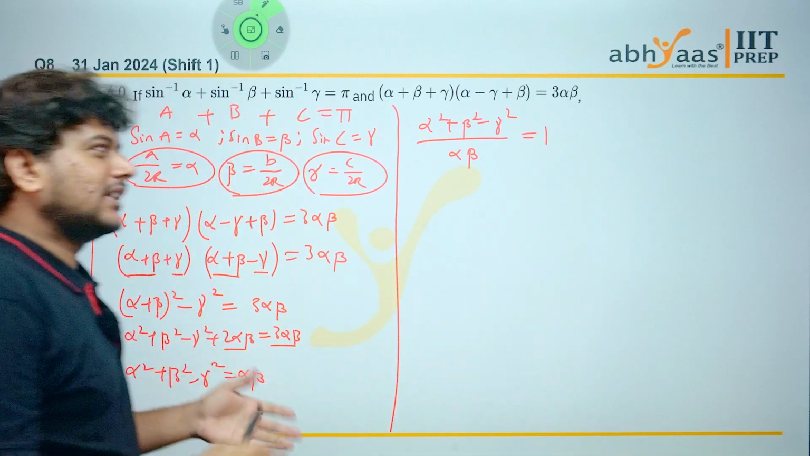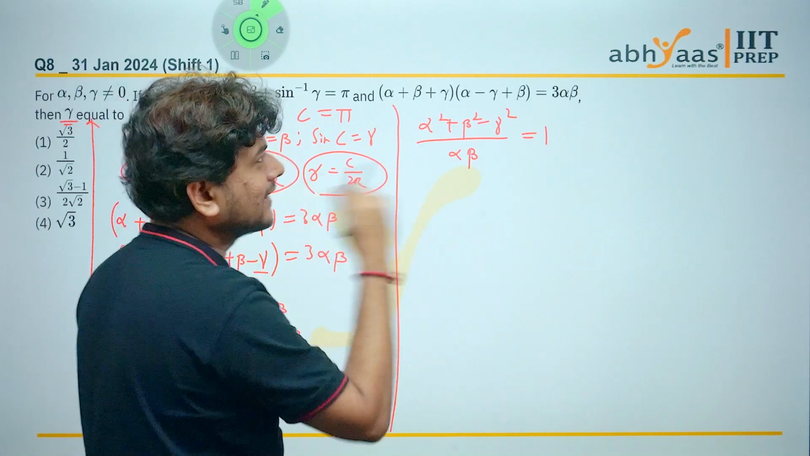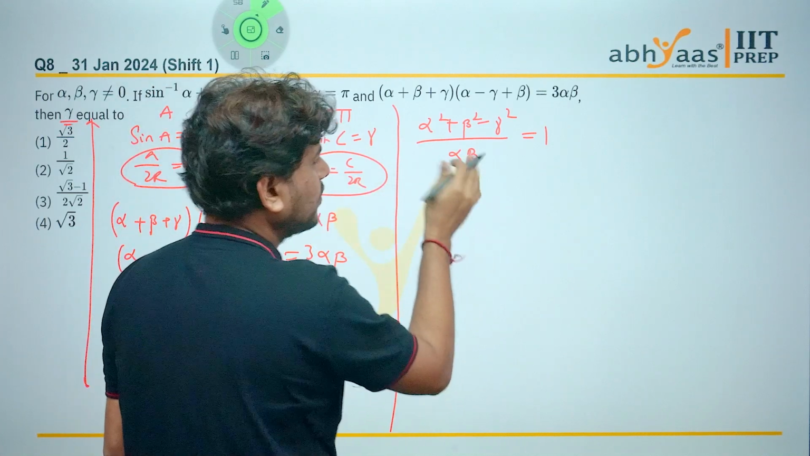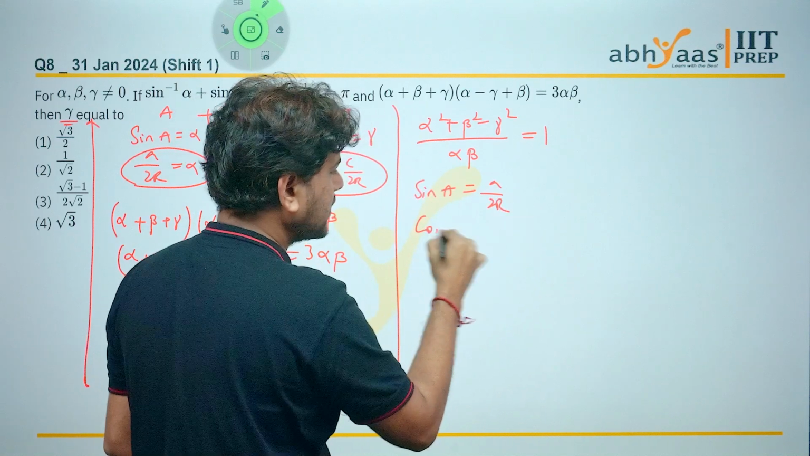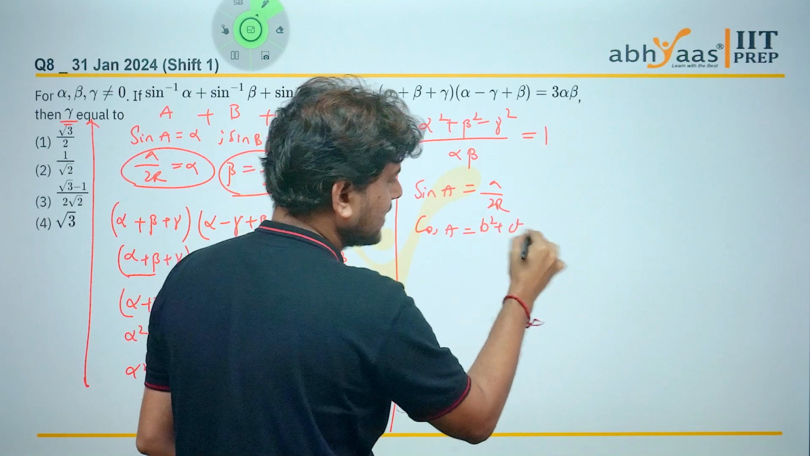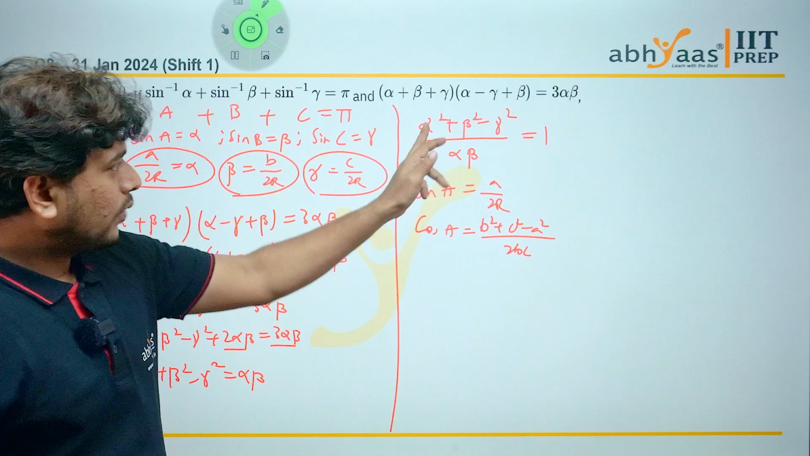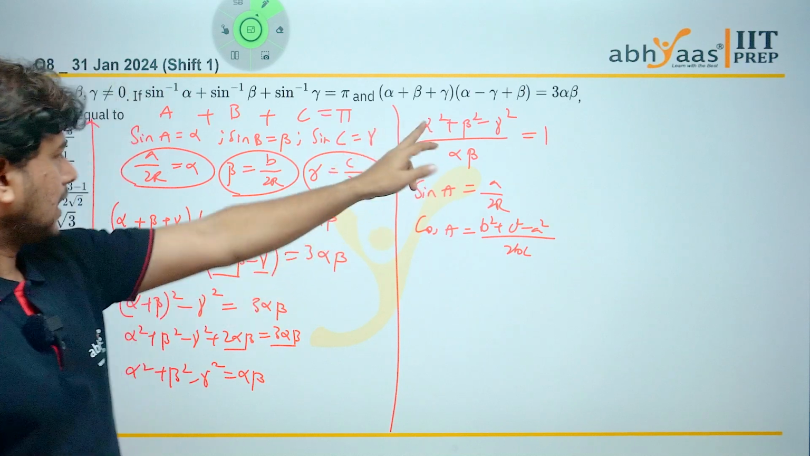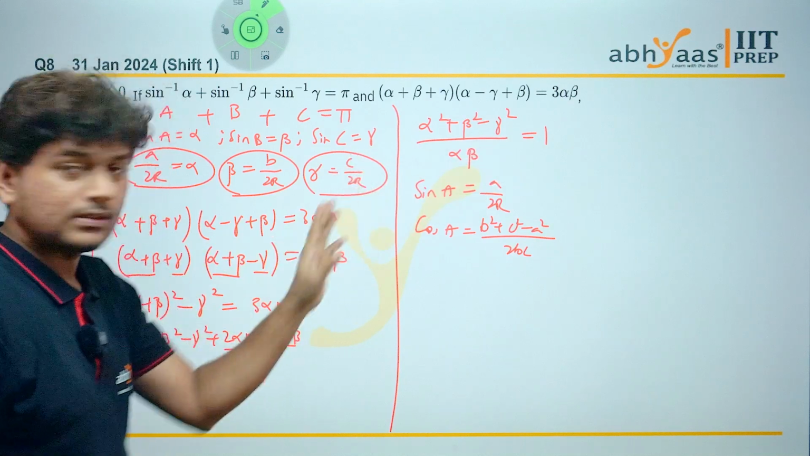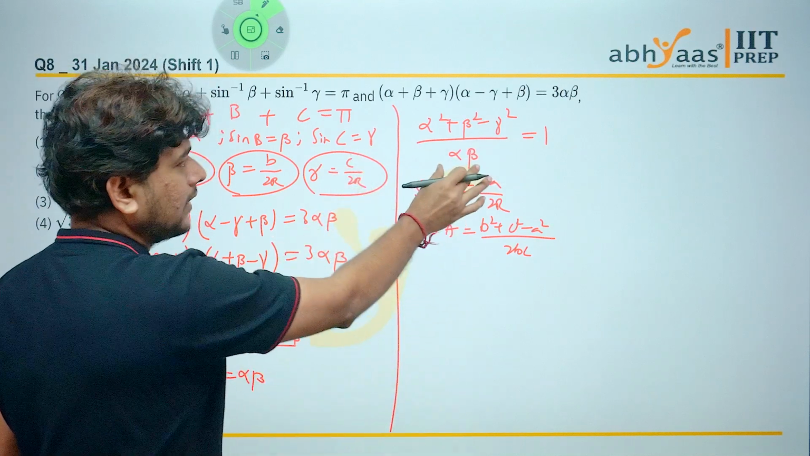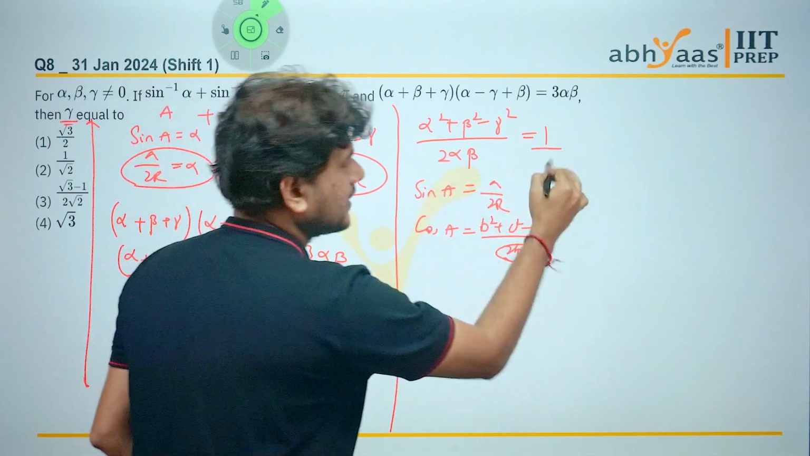If you remember these sine values, cosine values, sine angles, cosine angles, yeah. So sine A is a by 2R. Similarly, cos A is b square plus c square minus a square by 2bc. Okay. Now, if I substitute alpha with a by 2R, beta with b by 2R, and gamma with c by 2R, and we have to have 2 here, but it is not there, so let's take that.